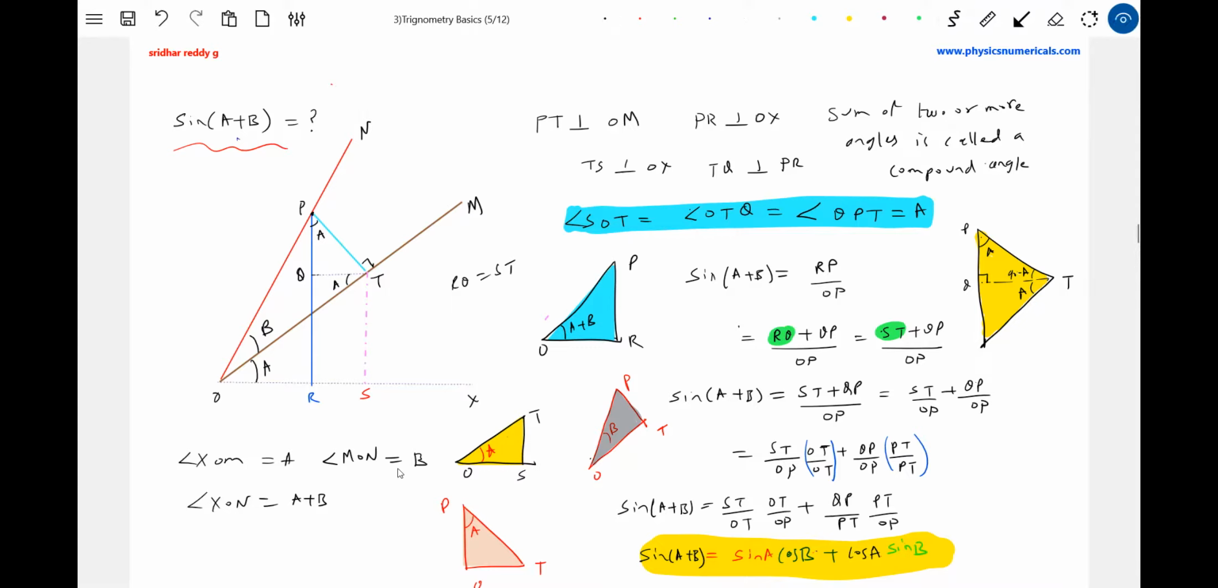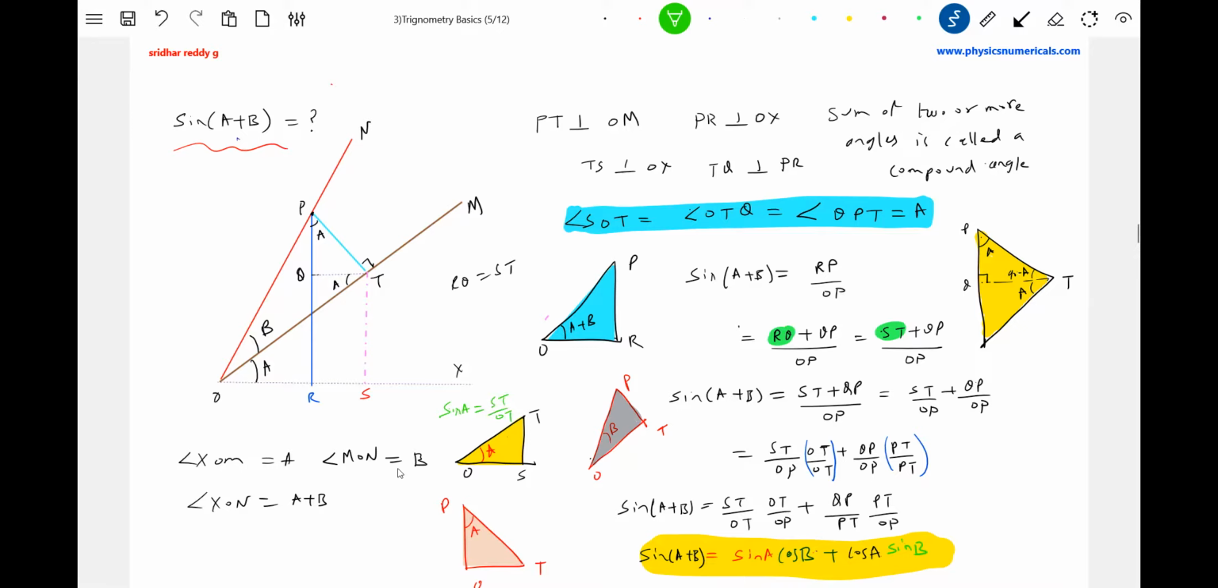Now look at this triangle. In this triangle, what is sine A? Sine A should be equal to ST by OT. So in place of ST by OT, I'll write sine A. Let me write it near the triangle. Sine A equal to ST by OT.